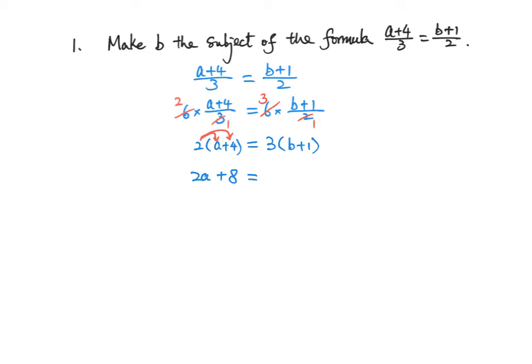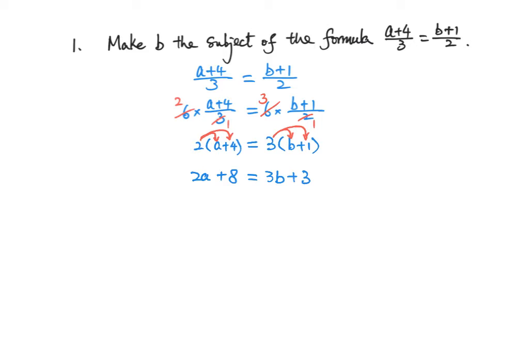So look at the right hand side. 3 times B, we get 3B. 3 times positive 1, we get positive 3. Now, no more brackets, no more denominators. B should be the subject. We need to make B the subject.